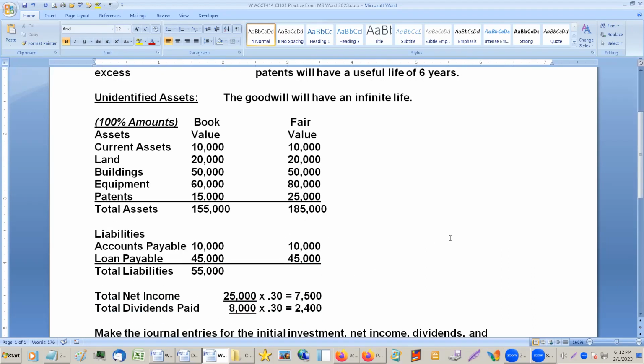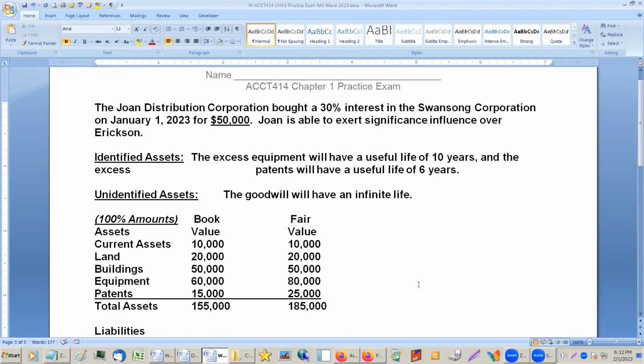All right, and these down here, I think are the same. Okay, so they bought a 30% interest in it, and Joan is able to exert significant influence over Erickson. So now we are going to get the excess. Assets, 0, 0. We don't need to put those in there. All right, so this one, the excess would be 20,000. And for this one, the excess would be 10.